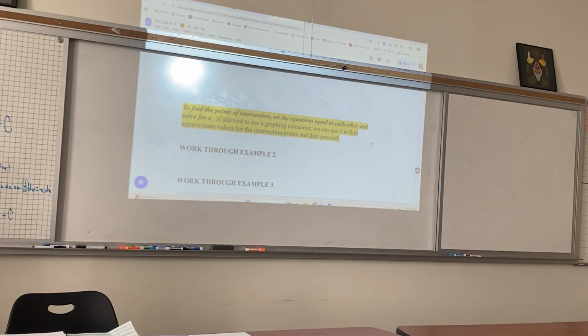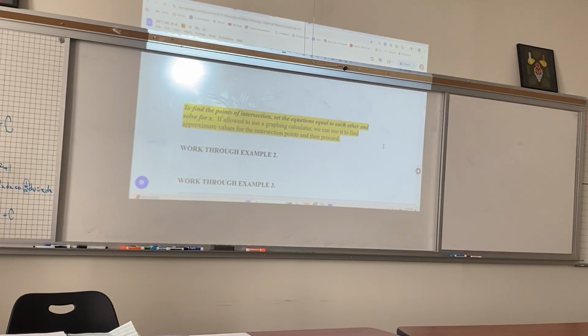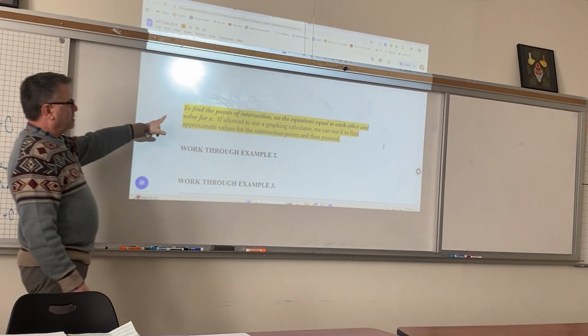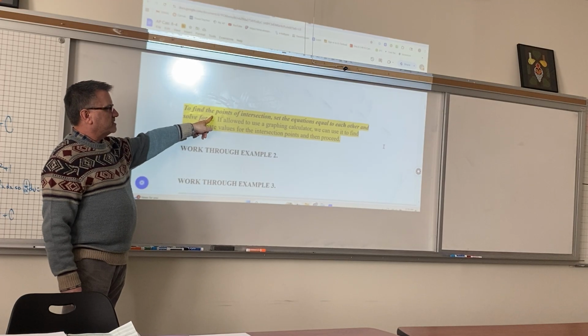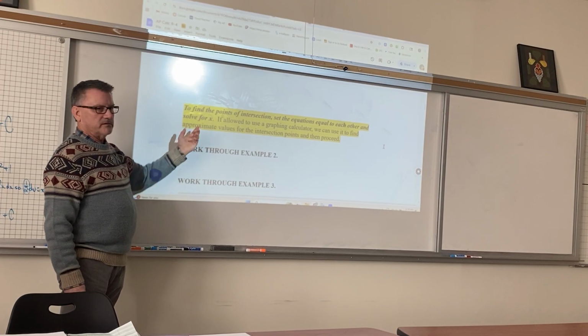Oh, and then I want to mention this. What if those two curves at some place, the one that was on the bottom becomes the one on the top? They cross. Well, that's easy. Find where they intersect, set the equations equal to each other, and you can solve for x.